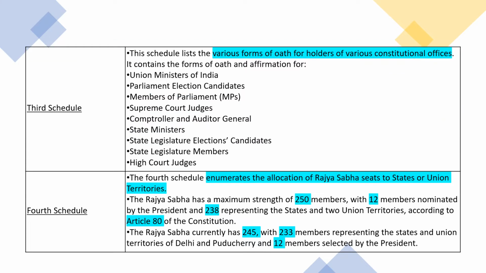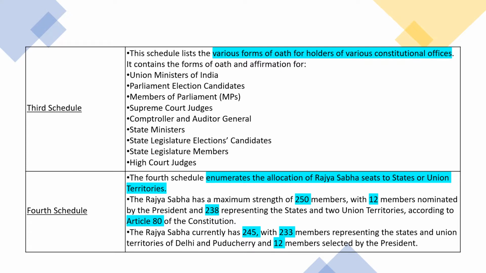Third schedule. This schedule lists the various forms of oath for holders of various constitutional offices. It contains the forms of oath and affirmation for Union Ministers of India, Parliament election candidates, Members of Parliament, Supreme Court judges, Comptroller and Auditor General, State Ministers, State Legislature election candidates, State Legislature members, High Court judges.